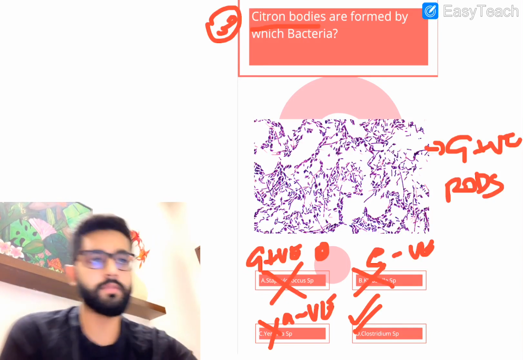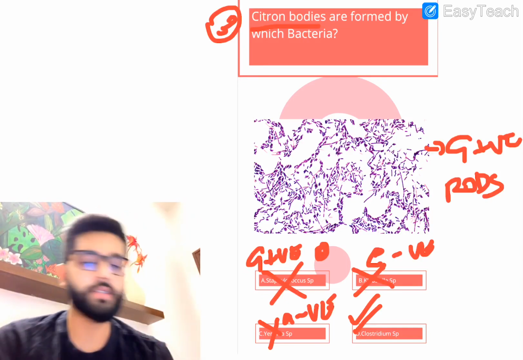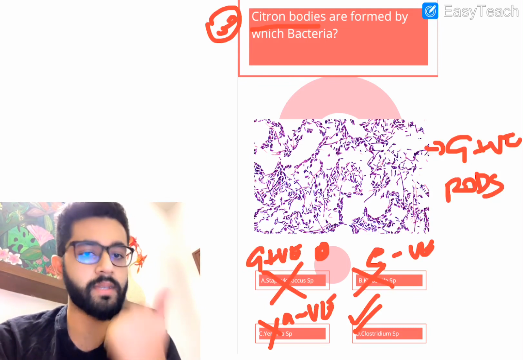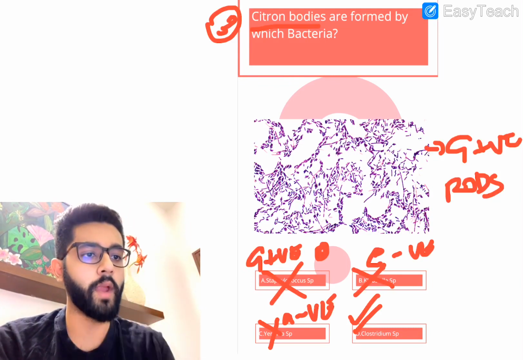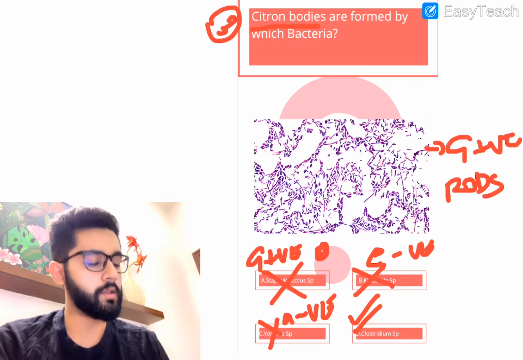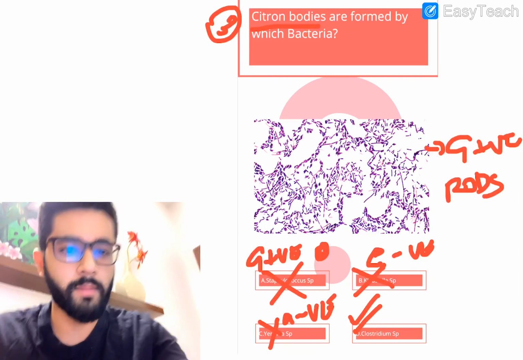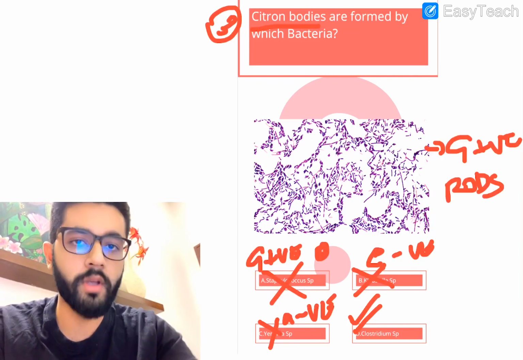Clostridium species, particularly Clostridium septicum, is associated with citron body formation. So Clostridium septicum, citron body formation. And where do you see Clostridium septicum? You see it in gas gangrene. So a few points about Clostridium septicum. Again, people love to ask about Clostridia.